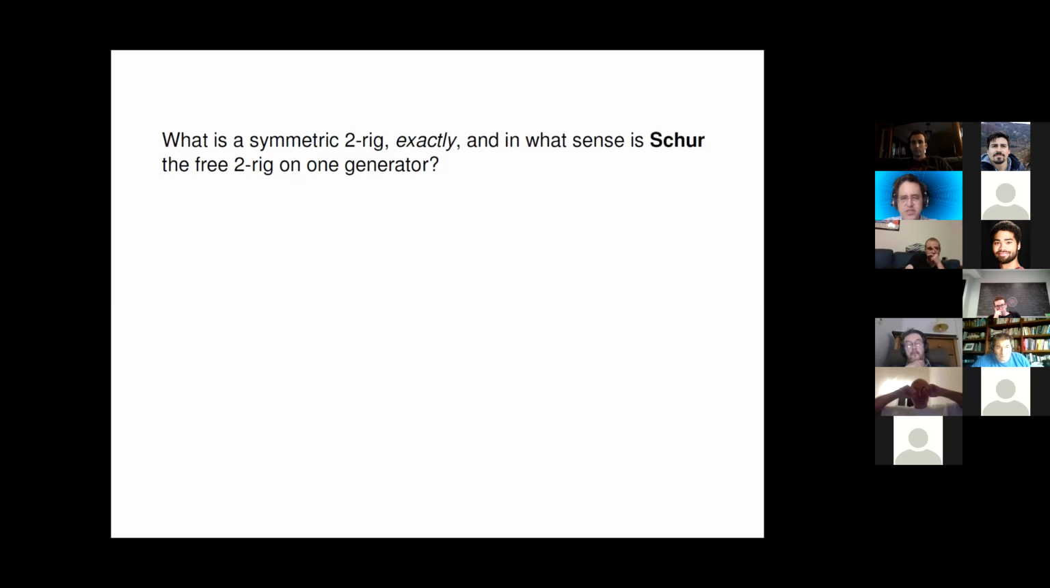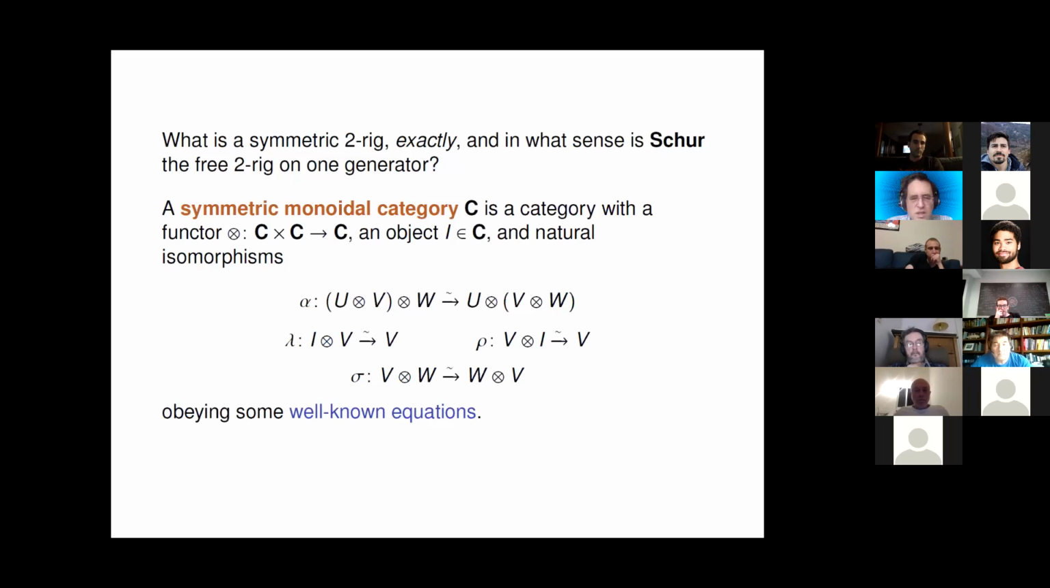But now let me tell you what a symmetric 2-rig actually is, which is necessary for me to make precise my claim that Schur is the free 2-rig on one generator. So we've got to talk about the multiplication and the addition in our 2-rig. That is the tensor product and the direct sum in our symmetric 2-rig.